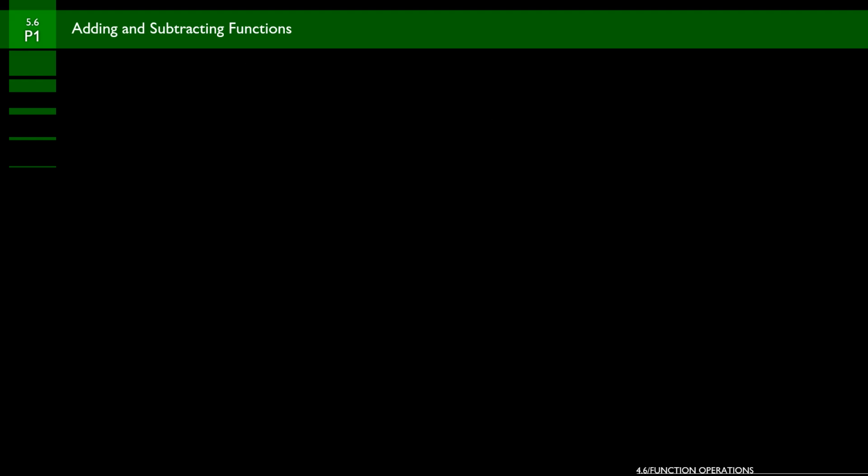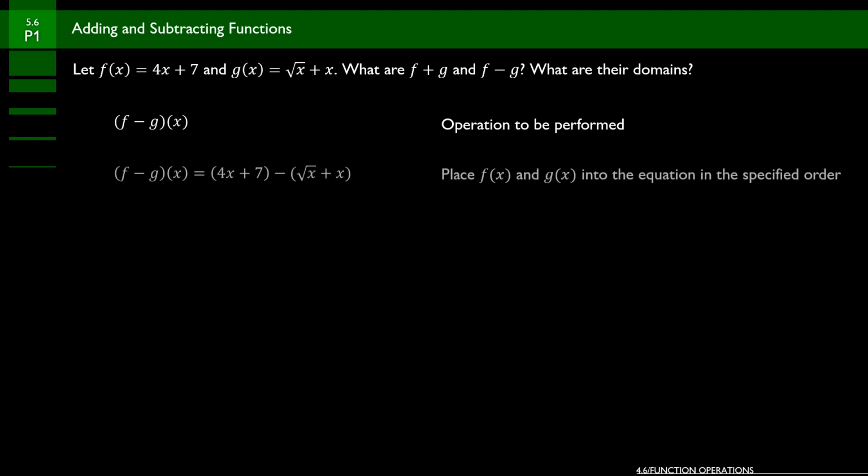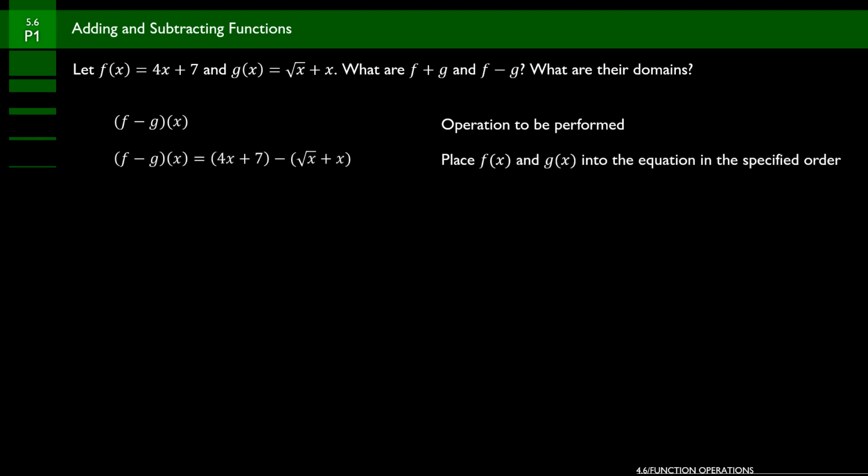So in the second part of this problem, we're going to do f minus g of x. So again, just like we did on the last one, work left to right. So we start with f of x, which is 4x plus 7. Then we have a minus. Then we have a square root of x plus x, taking the place of g of x.